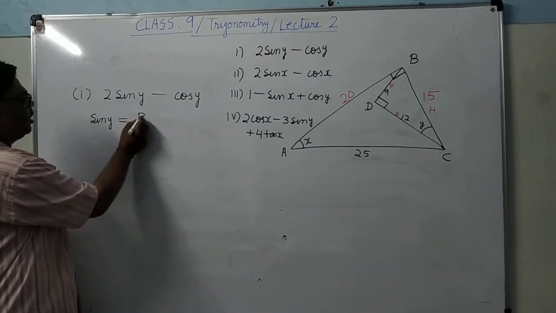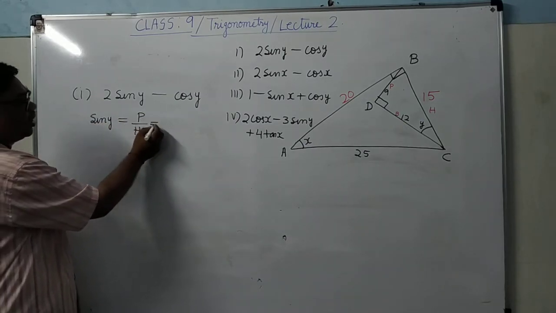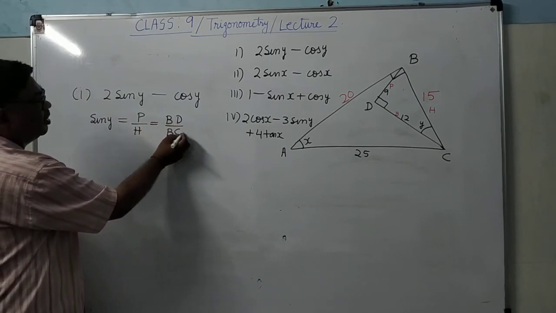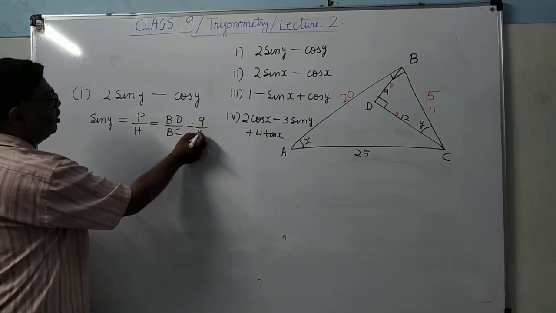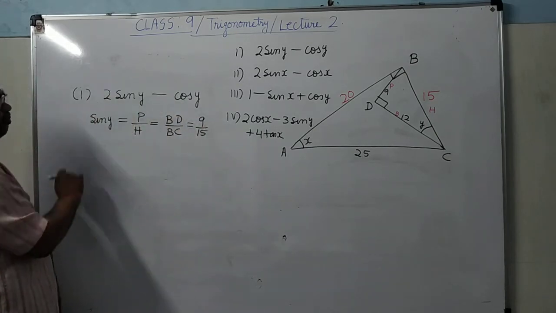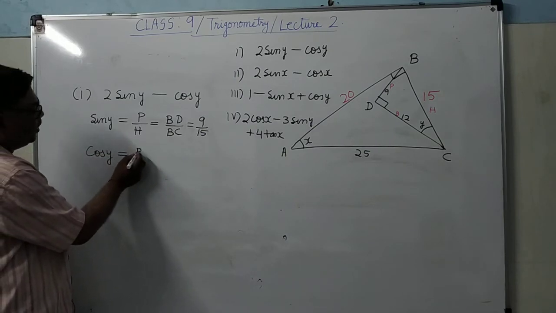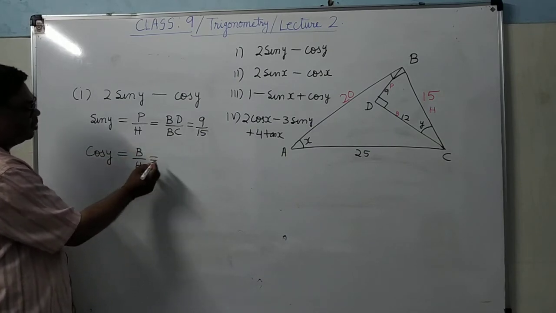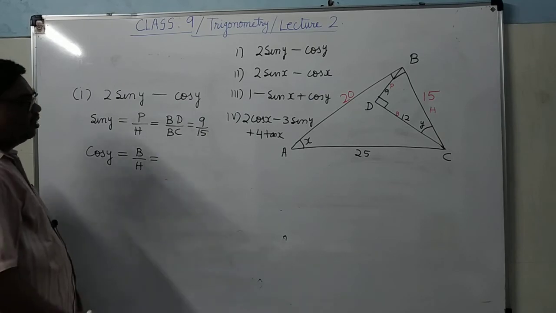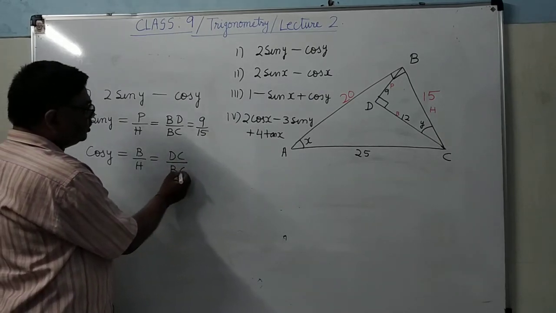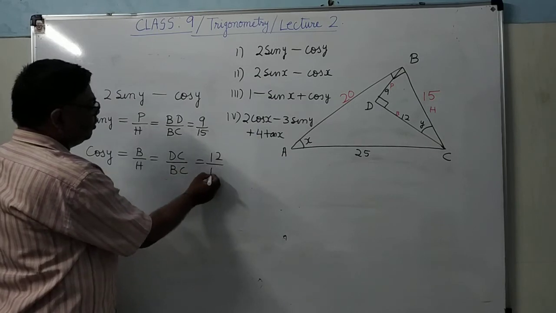Sin y is perpendicular upon hypotenuse. What is perpendicular? BD. Hypotenuse is BC. BD is 9 upon 15. I am not simplifying here. Cos y is base upon hypotenuse. What is base? Base is DC. Hypotenuse is BC. That is 12 upon 15.